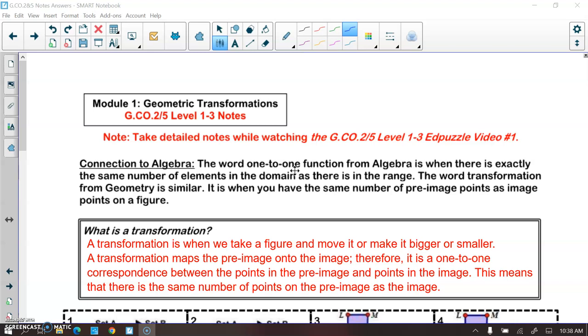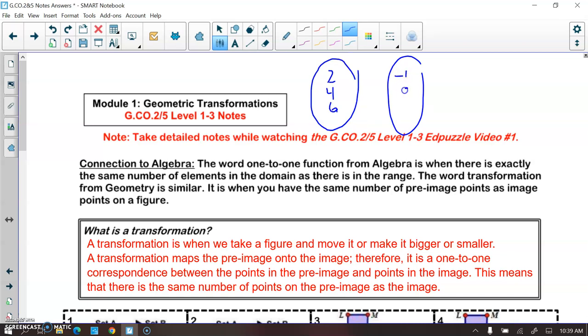For example, we did learn about functions, and so if I had something like, I remember these ovals with our domain being the left oval, and let's say I had 2, 4, 6, and for my y values, my range, I had -1, 0, 1. So there's the same number of numbers in the domain as there are in the range. That would be a one-to-one function. As soon as I throw in an extra y variable, that would mean that this is not a one-to-one function.